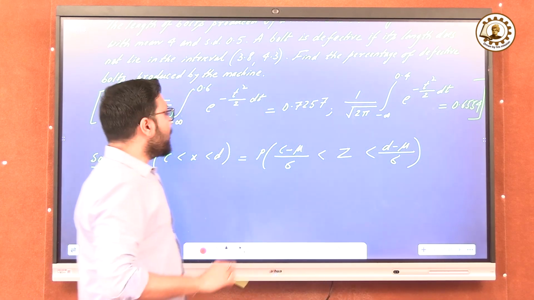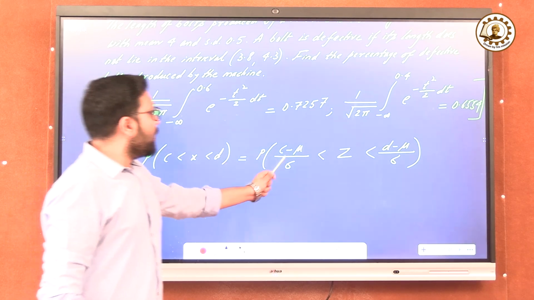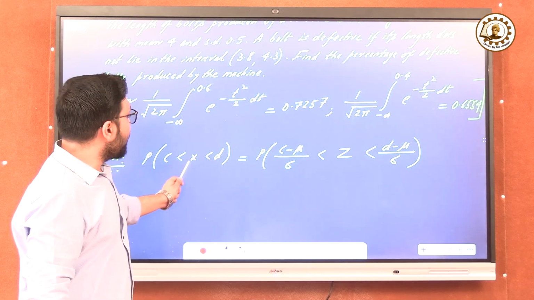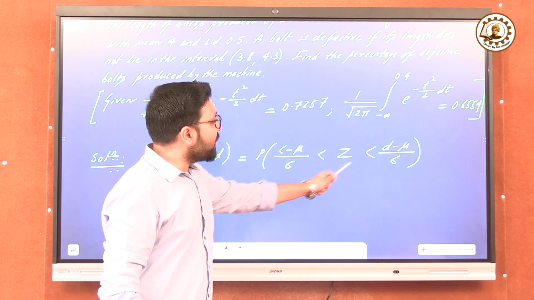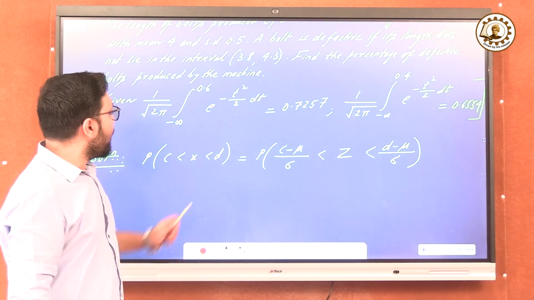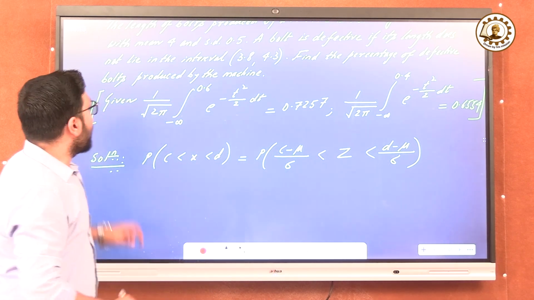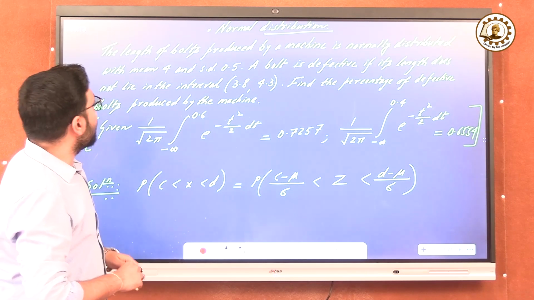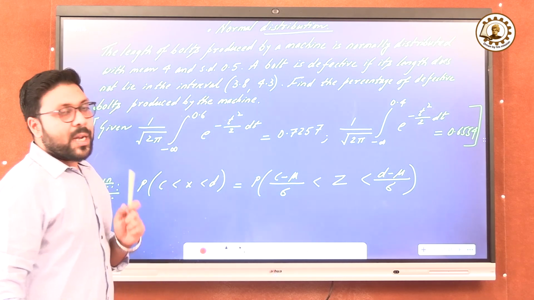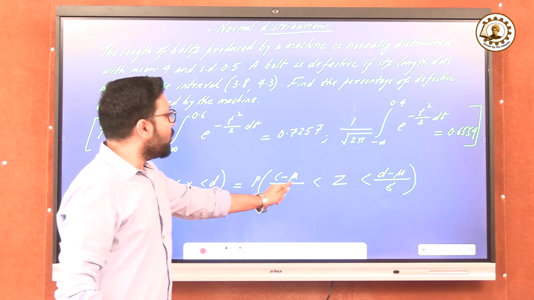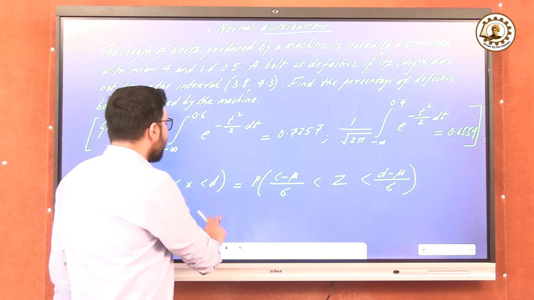You have to remember one thing. Whenever you are using C minus mu by sigma for this equivalent standardized value, at the same time you are performing the same thing with this X, which is X minus mu by sigma. X minus mu by sigma is basically the value Z, and D again to its standardized value, D minus mu by sigma. Now look at the question. It is mentioned in the question that the mean is 4 and the standard deviation is 0.5. That means here you are supposed to consider the value of mu as 4 and the value of sigma as 0.5. So let's just substitute.